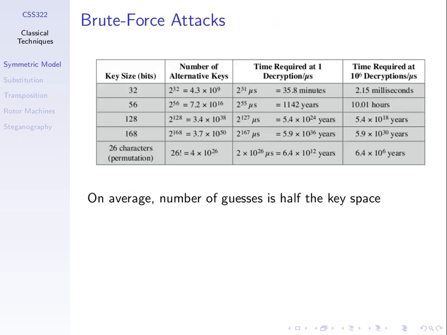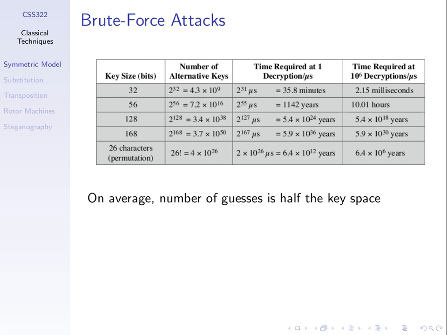And go back to our table, that's this one, 26 characters, permutation, it would take our computer 6 million years to break this cipher. So we've gone from a Caesar cipher which has 26 keys to an even simple cipher that now has 4 times 10 to the power of 26 keys. And a brute force attack would not be practical in this case. So it's very easy to increase the number of keys in this case.